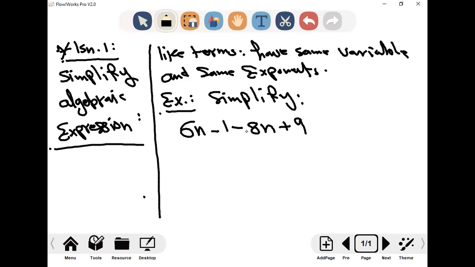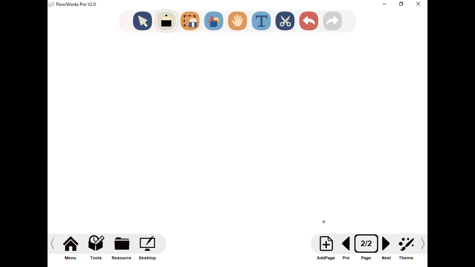6n minus 8n equals 6 minus 8, so plus 6 minus 8. Subtract with the bigger sign, so it will be negative 2n. So 6n minus 8n, how much? Negative 2n. Now, minus 1 plus 9 equals plus 8. Are they like terms at all? n and 8 are not like terms. So this is the simplest form. Let's go to example 1 now.